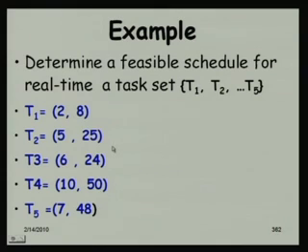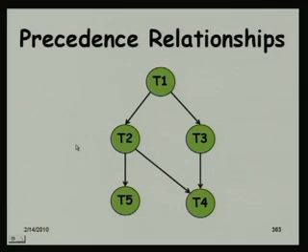So, this is the example. We have 5 tasks here, and this is the execution time. For T1 it is 2 milliseconds and the deadline is 8, for T2 it is 5 and 25, and this is the precedence relationship between the different tasks. Now, let us see how we apply the algorithm.